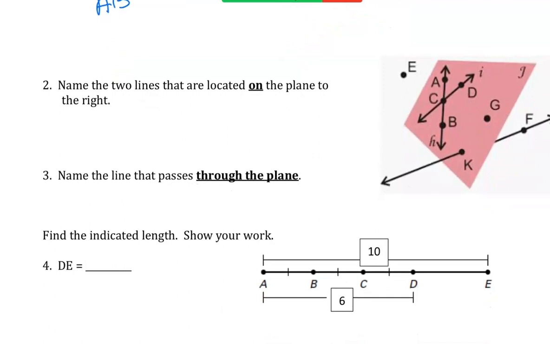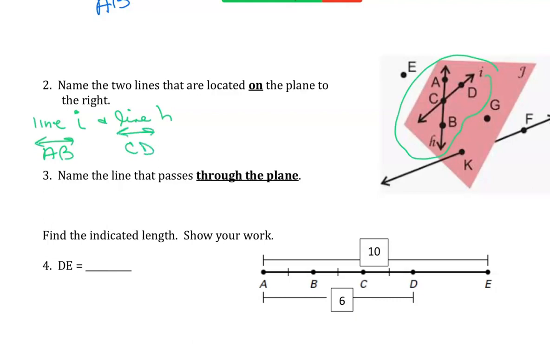Okay, name the 2 lines that are located on the plane. So these are the lines that are on the plane. Now you can name them a couple of ways. You can call them line I, that little letter, and line H. That's fine. If you're going to use the capital points, you're going to have to say AB with this notation, and then you can call the other one CD with that notation.